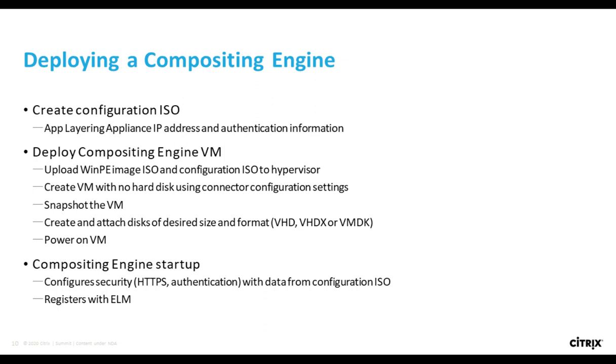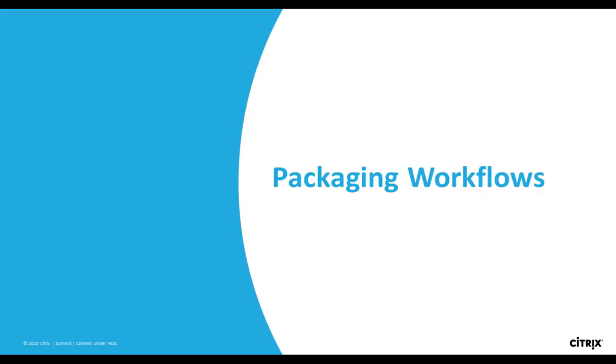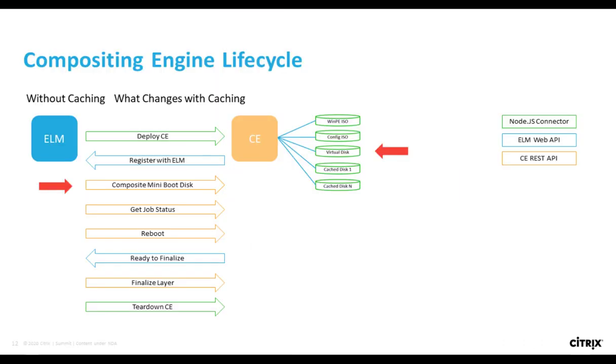So what you'll see is the compositing engine come up, and it'll sit there, register with the Elm, and be ready to take REST API calls that it uses to do that. So, there are two things you do with compositing engines. There's packaging, right, and publishing. We're going to talk about the process for packaging first.